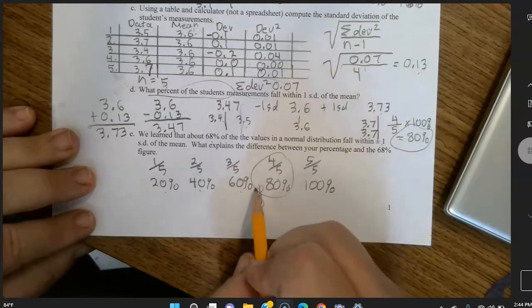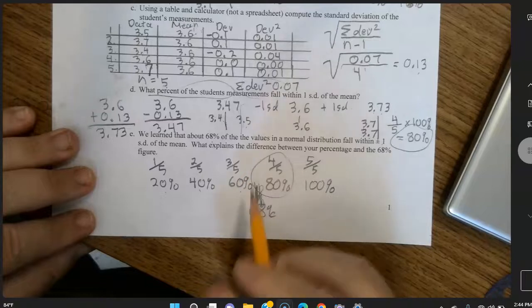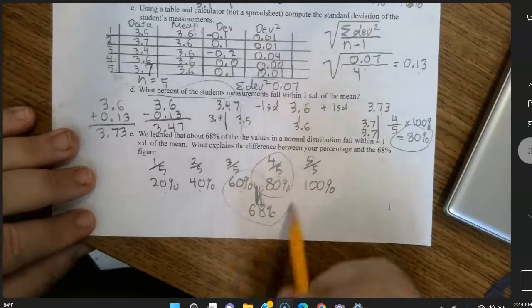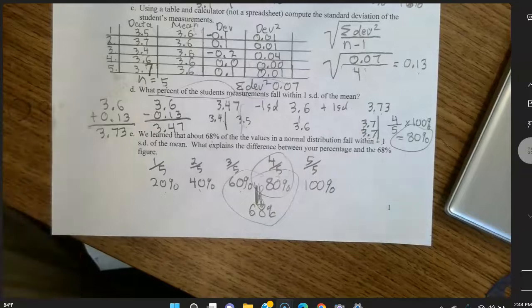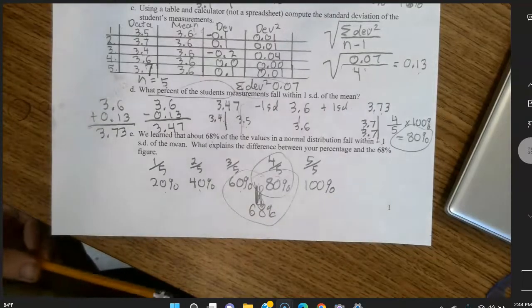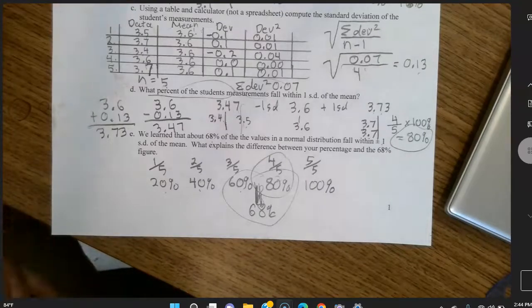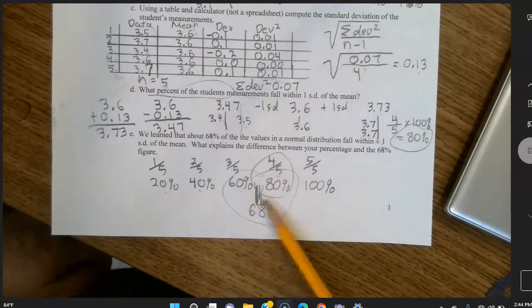68 would have been right, whoops, probably more like right there. But we came as close as you could. We should have either come up with 60 or 80, and we came up with 80. So that's good enough. Another reason is this might not be a perfect normal distribution. Rarely in life do you get a perfect normal distribution. So that's another reason why it might not be right on the 68%. But the answer I gave you in class was this one, that you just can't have 68% there.